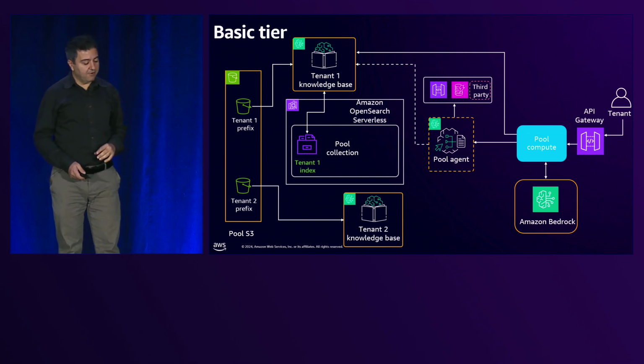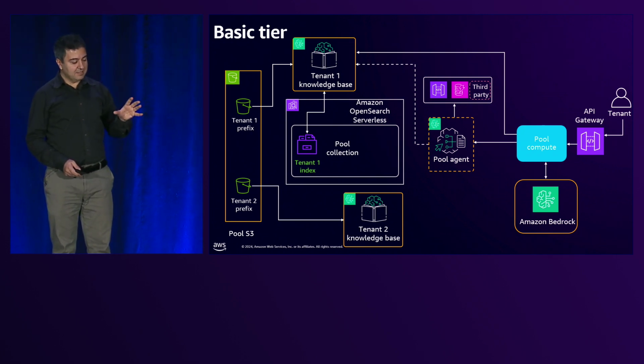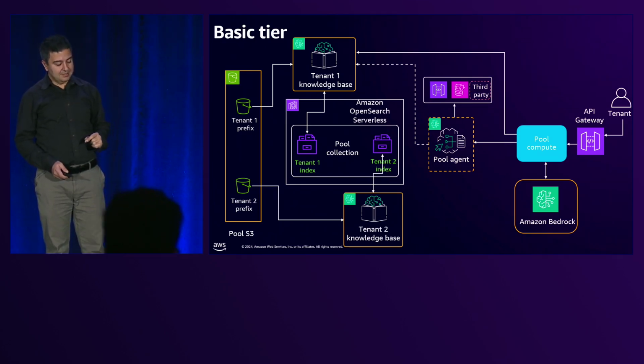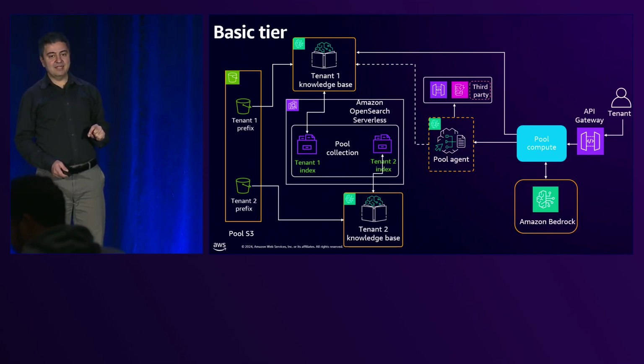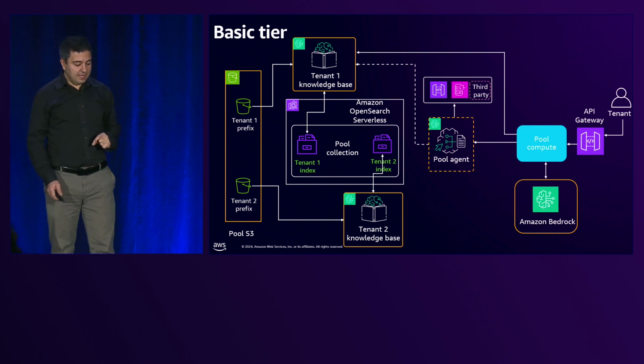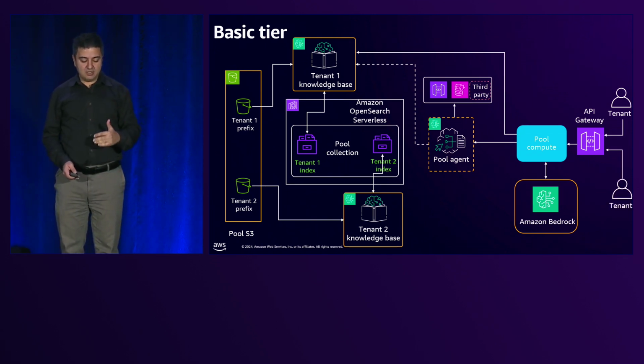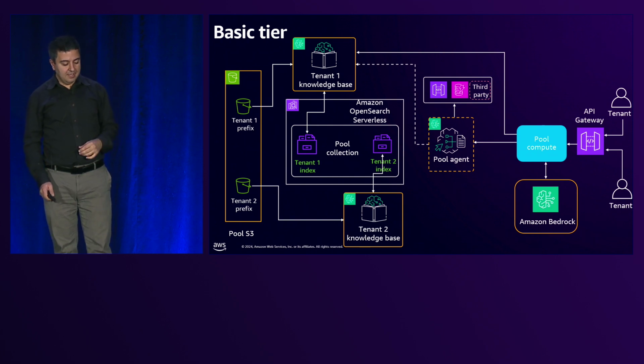Very similar, for tenant 2, we have a dedicated prefix into our S3 that goes to its own knowledge base. We have a dedicated index inside the OpenSearch serverless. And then when a tenant 2 request comes, it goes all the way to the Bedrock and to the tenant 2 knowledge base to serve that tenant.